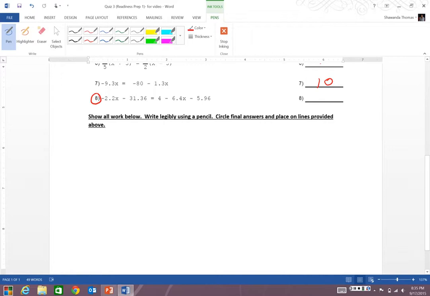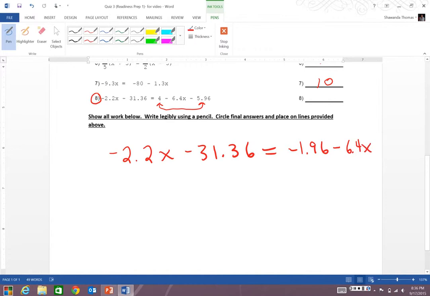Alright, finally we're at number 8. We have negative 2.2x minus 31.36 equals 4 minus 6.4x minus 5.96. What should you do first? Notice that there are like terms on the right side. We can go ahead and get 4 minus 5.96 together. So use your calculator to figure out what's 4 minus 5.96. It's negative 1.96. And I'm going to write down minus 6.4x.